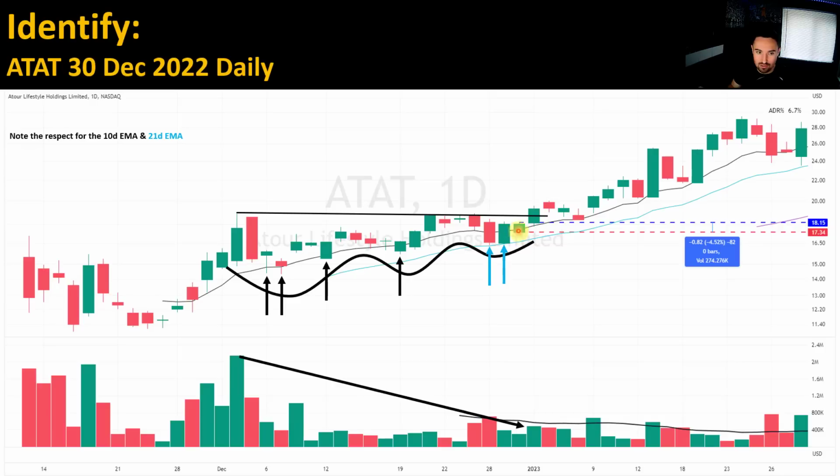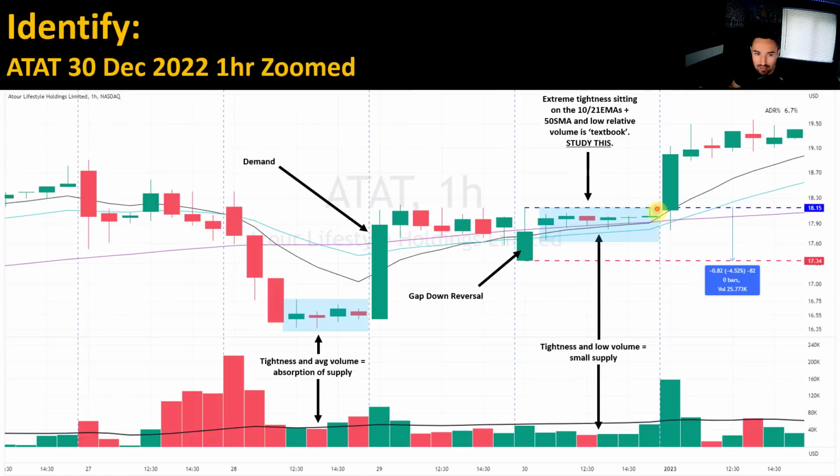AT80, Chinese related stock. Inside bar here, trigger bar, building higher lows. Look how the volume dries up. Go down. Here is a bullish synchronicity bar, lots and lots of demand. Here, tight bars, average volume tells you absorption of supply. Here, gap down reversal bar, prior closes here, gaps down, opens here, pushes up. Look at the 10, 21 and 50 SMA. They're like that. Look how the volume dries up.